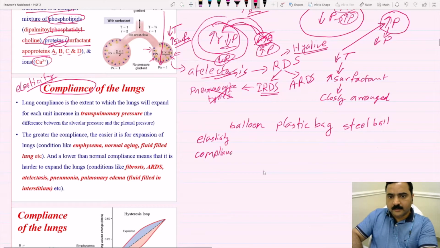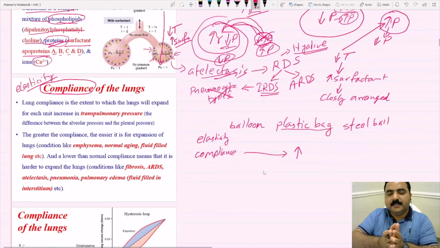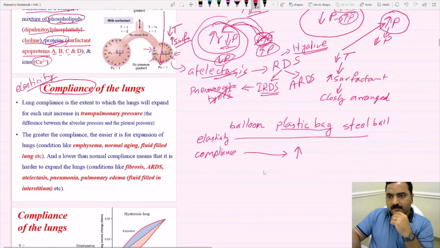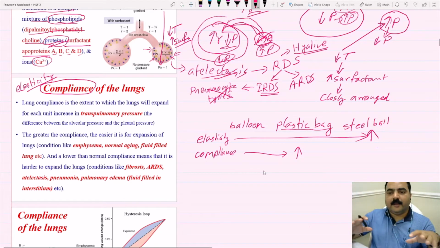Compliance means the ability to stretch. The compliance is highest for the plastic bag, so that means it is easy to expand. If you just try to blow the plastic bag, it will expand very easily compared to a balloon or a steel ball. Whereas the elasticity is highest for the steel ball. That means it resists the change in its shape. It cannot expand. If you try to blow it and change its shape, it cannot change.